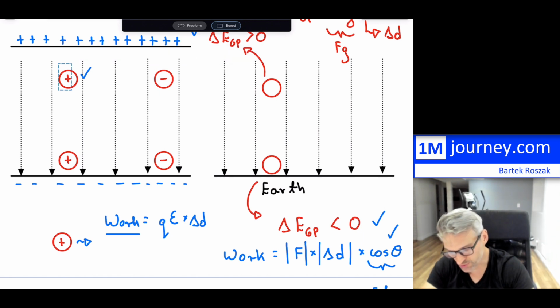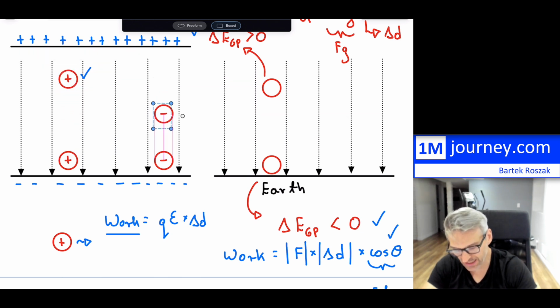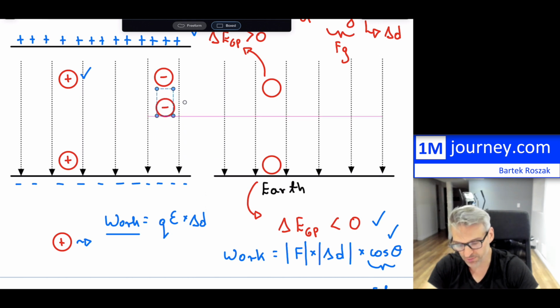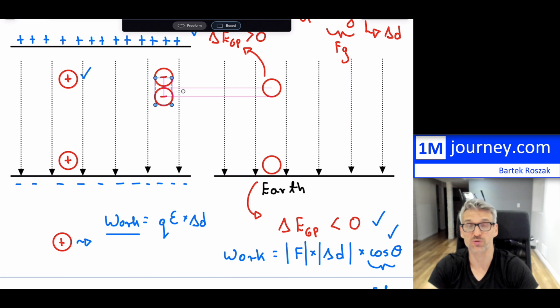This object, which was positive, was losing potential energy. And therefore, if this one is negative, this one is gaining potential energy if it goes in this direction. And if it goes in the opposite direction, now it's losing potential energy because it gets closer and closer towards the positive side. Right? So that's exactly what it wants to do.